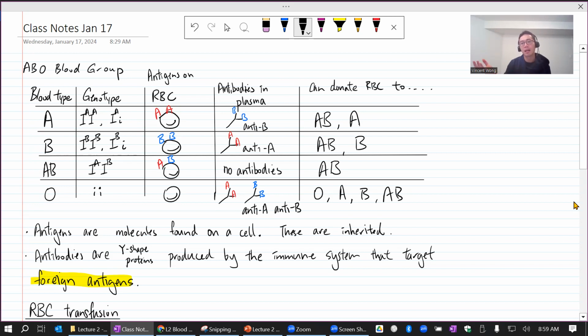Let's say type A, but the bone marrow transplant has to be also compatible, right? The rules for bone marrow transplant are pretty much the same as the transfusion rules that we have here. Like type O can give bone marrow to type A, but not the other way around, right? Okay.